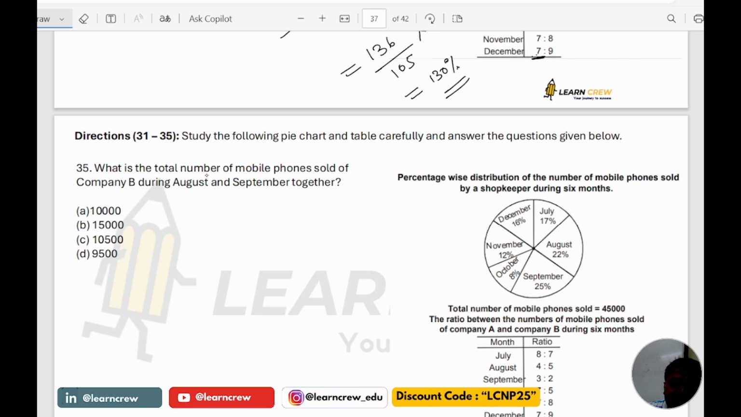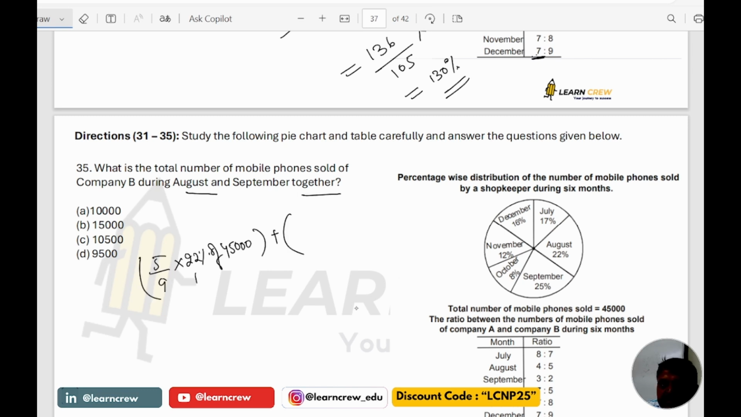Now, what is the total number of mobile phones sold by company B during August and September together? During August, it is how much? August for B is 5 by 9th of 22%. 22% of 45,000. Okay, in August. And in September, it is how much?